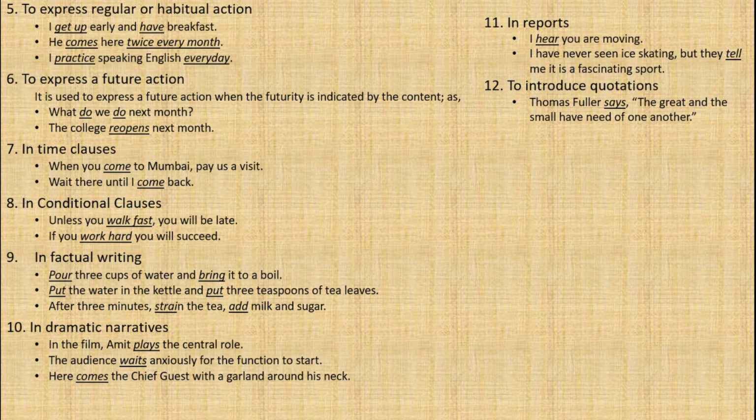Alright? In conditional clauses, conditional sentences have two clauses, which are the conditional clause and the main clause. When the main clause is in the simple future, the conditional clause beginning with if or unless is in the simple present as well. So let's see the first example, that is unless. Unless, as I mentioned earlier, is the conditional clause. So unless you walk fast, you will be late. So you will be late becomes the main clause in the simple future. That is why walk fast becomes the simple present.